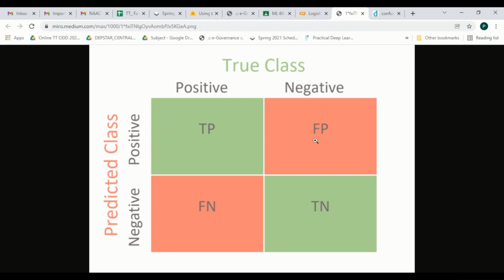Okay. Then what is false positive and false negative? The false positive is we predicted positive, but it is actually negative. Okay. So this whole column is actually negative, and this whole column is actually positive. This whole row is predicted positive and this whole row is predicted negative. So false positive is something where we predicted positive, but it is actually negative. So this is a false positive prediction. Similarly, we have a false negative prediction. So we predicted negative, but it is actually positive. So this is a false negative prediction.